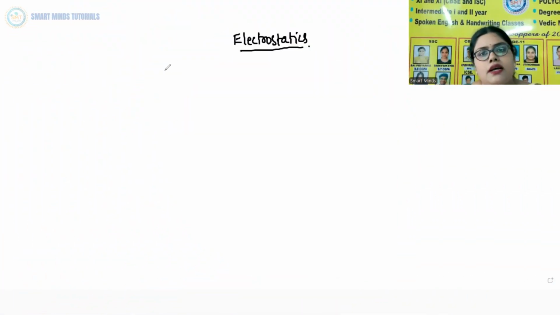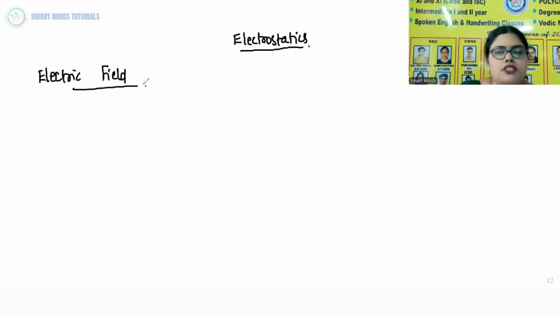So in today's class, let us get started with electrostatics. The first topic in electrostatics is electric field. Let us see what is electric field. Electric field is a region surrounding an electric charge or a group of charges in which another charge experiences a force. That is called as electric field.